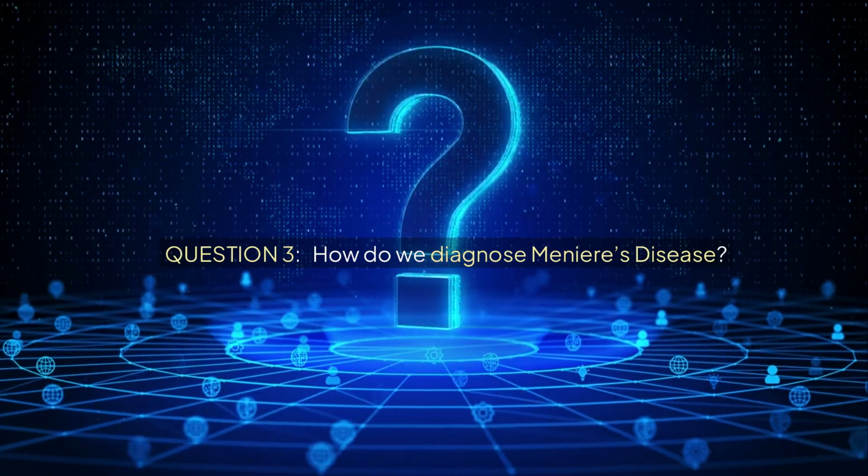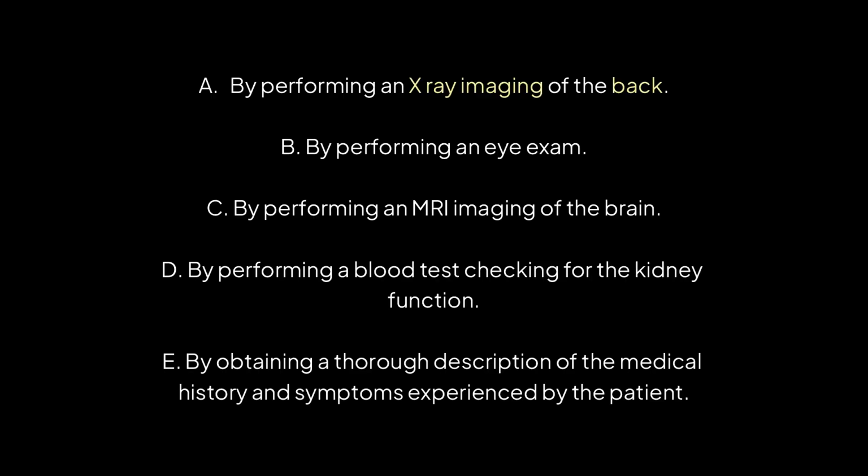Question 3. How do we diagnose Meniere's disease? A. By performing an X-ray imaging of the back. B. By performing an eye exam. C. By performing an MRI imaging of the brain. D. By performing a blood test, checking for the kidney function. E. By obtaining a thorough description of the medical history and symptoms experienced by the patient. The answer is E.